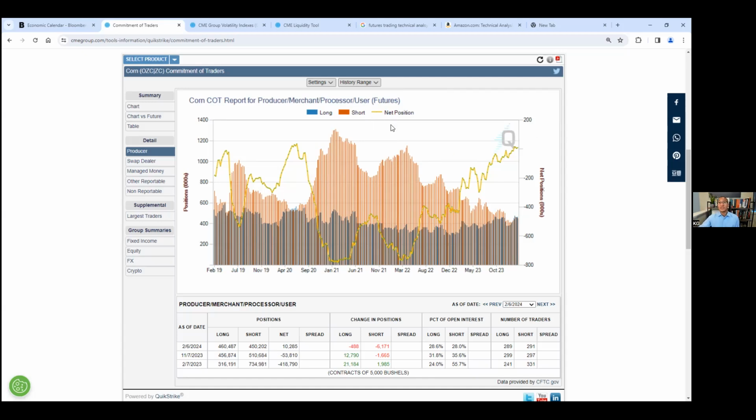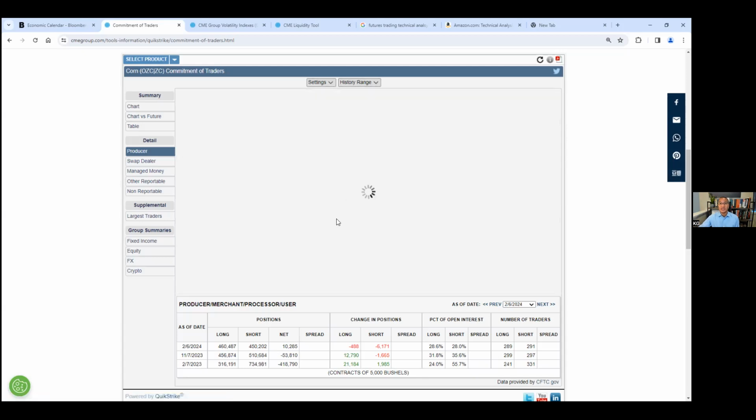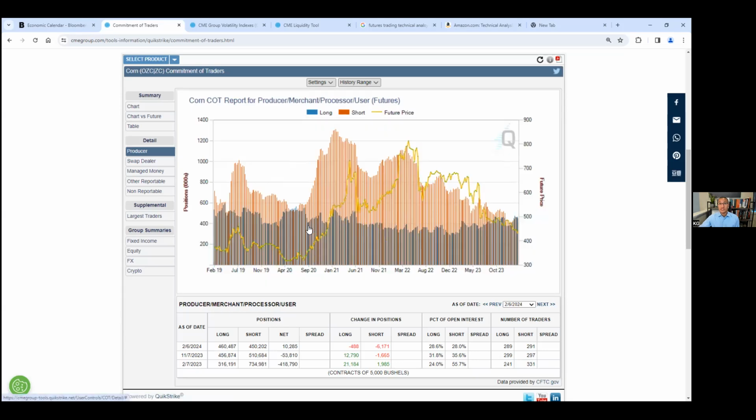But this is showing where corn is right now for the commitment of traders, and you can kind of see what the flow is. And this is since February 2019, but you can see what the net short position, or the net position, is for corn at this point in time. And we are seeing a little bit of a shift, right? If we go back and I change this from the net position and go to futures price, this is why I love doing this so much. What happens? This is the futures price now.